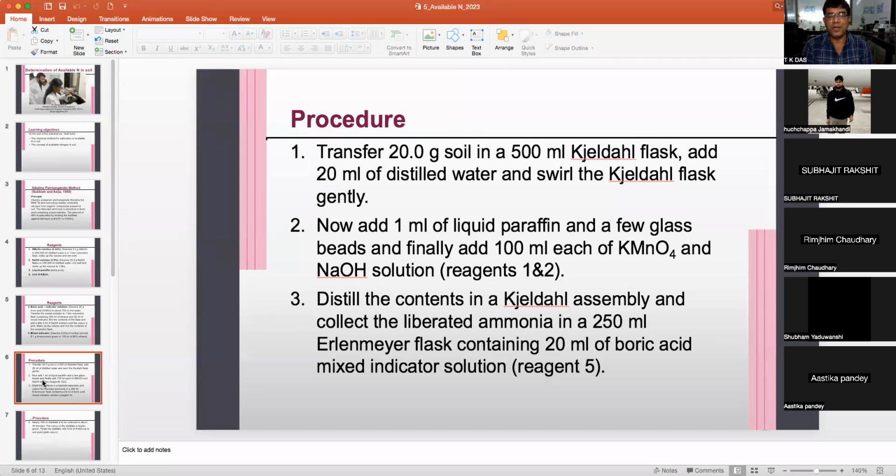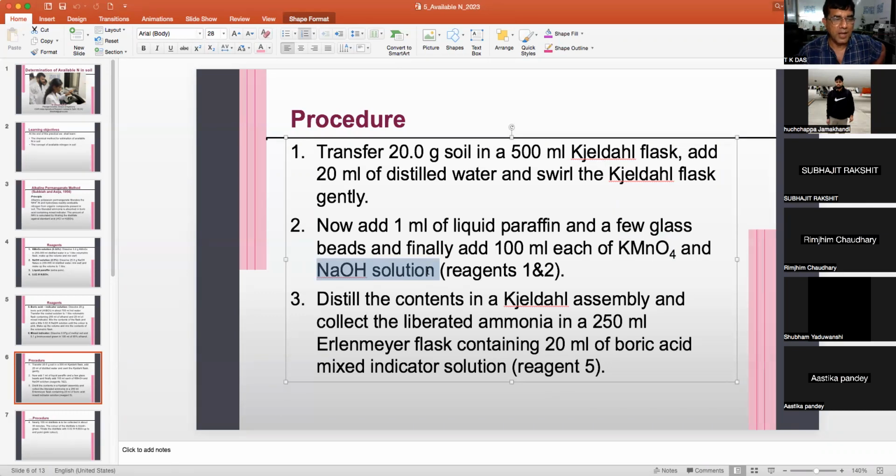Take 20 grams of soil in a 500 ml Kjeldahl flask, add 20 ml of distilled water and swirl the flask gently. At first, you need to add just water. Now add 1 ml of liquid paraffin and a few glass beads. And finally, add 100 ml each of KMnO4 and NaOH solution, one after the other. They are then ready for distillation.